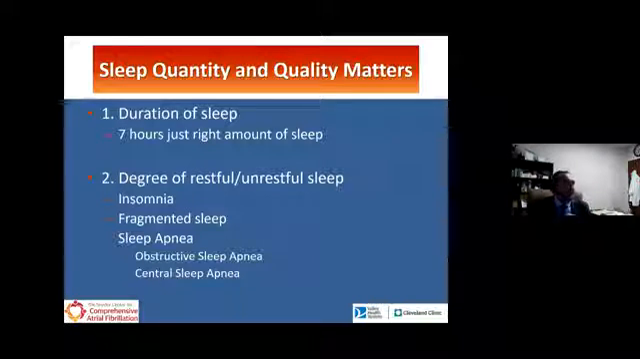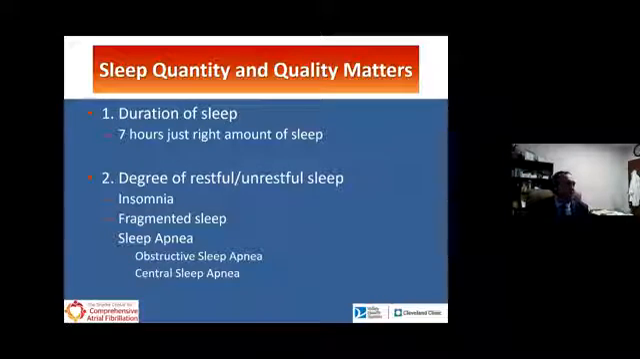And indeed, now we are starting to understand that sleep quantity and sleep quality matter. I get asked a lot of times, what is the optimal duration of sleep? Large trials in thousands of people have shown that about 7 hours of sleep at night is just right. But what is also important is the quality of the sleep, the degree of restfulness and unrestful sleep. It matters as well.